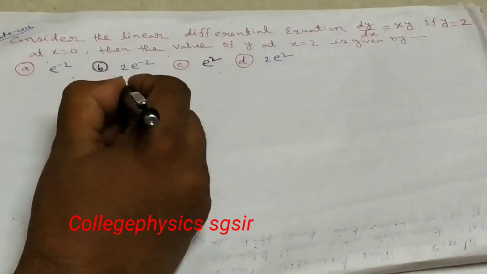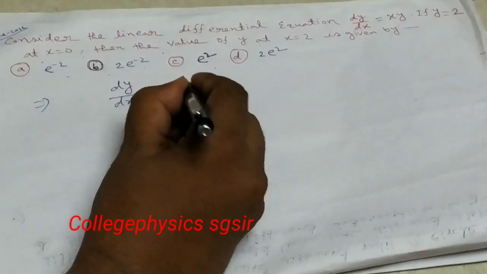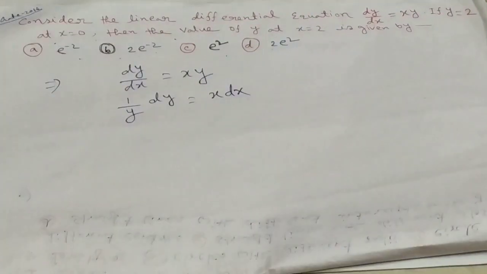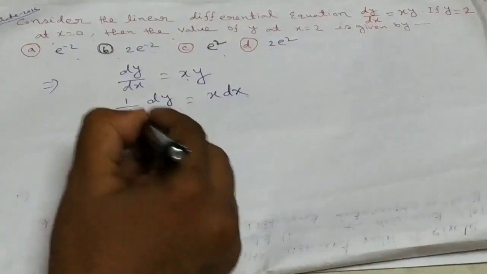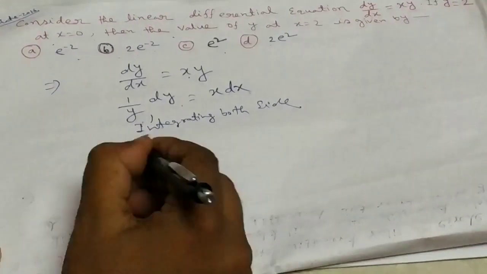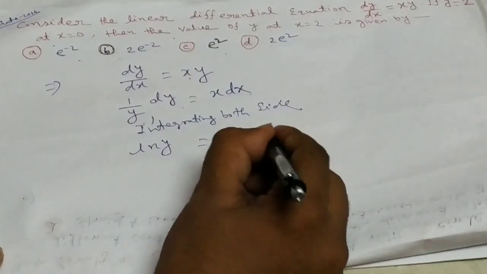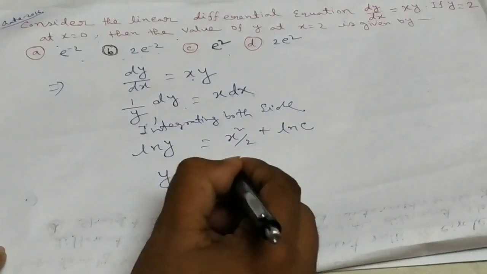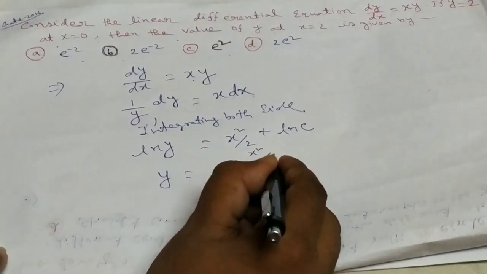So the problem is given by dy/dx equals xy. If we rearrange the terms, (1/y) dy equals x dx. Now we integrate both sides. So ln y equals x square by 2 plus a constant term, suppose ln c. So we get y equals c into e to the power x square by 2.